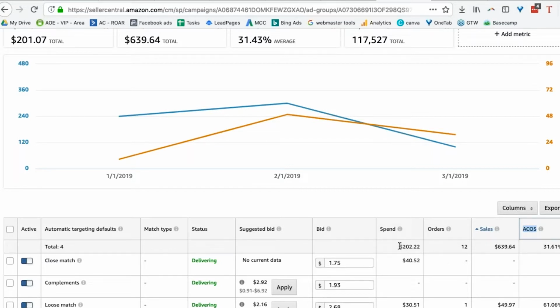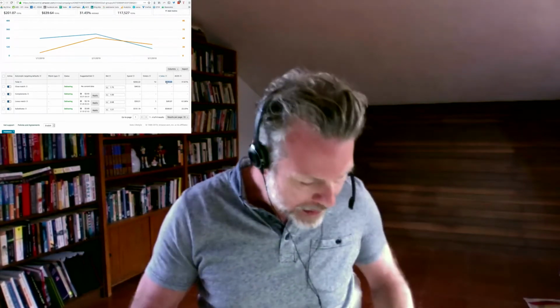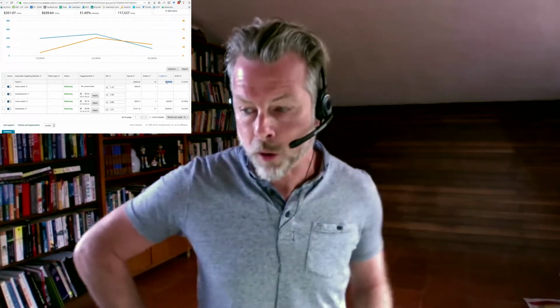So we've spent $212 in total for this particular campaign. That's yielded 12 orders for this particular ad group, not campaign. Total sales has been $639, and if you do the multiplication, you'll see that $212 is 31.6% of $639, and that's where ACOS comes from. It doesn't tell you the important stuff, like how much profit you're making, but it does tell you some good stuff to function from, and so we use it as a metric for doing PPC.